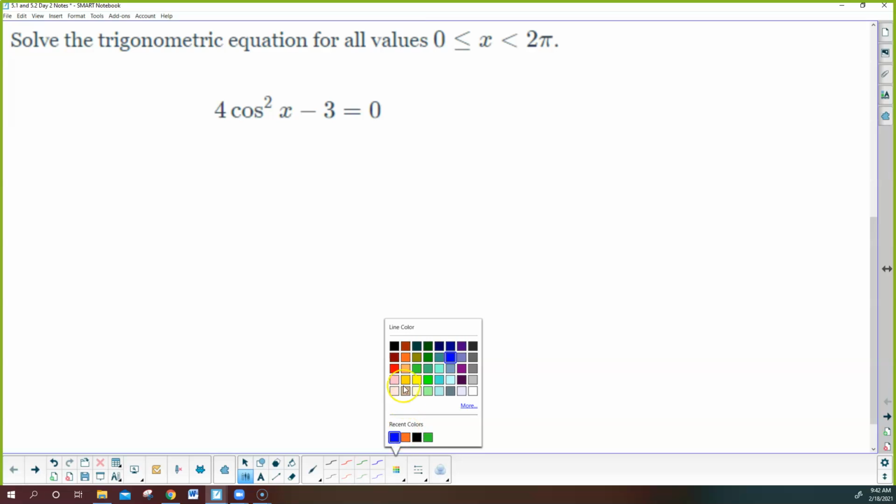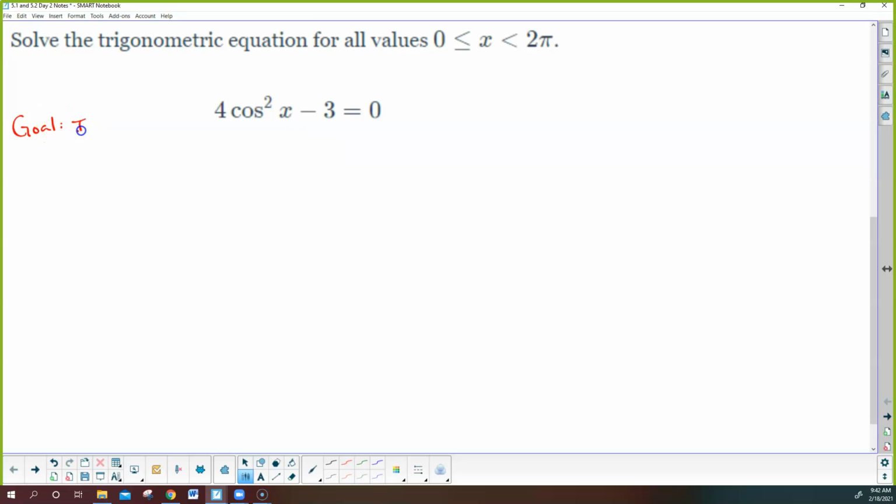We're going to work through these together. And I'm just going to put our goal here is to isolate the cosine of x. Right? I want to get cosine by itself.